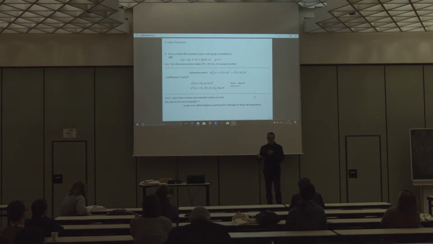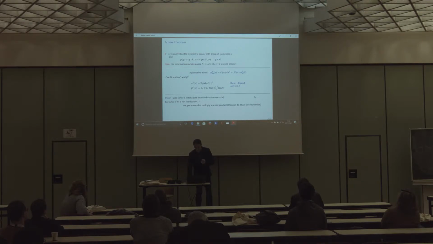The proof of this theorem, which you can find in the extended version, is an application of Schur's lemma from the theory of group representations. And if you don't like the condition that M is irreducible, you can drop that condition. Then instead of a warped metric, you will get a so-called multiply warped metric.